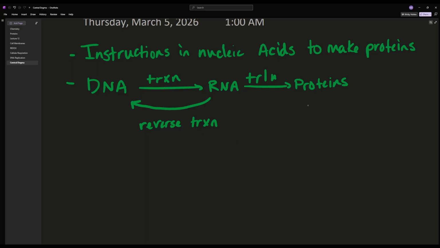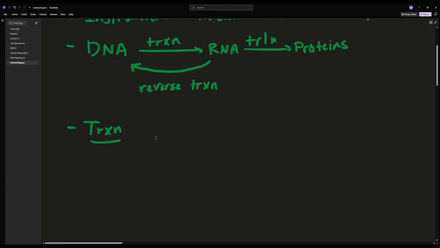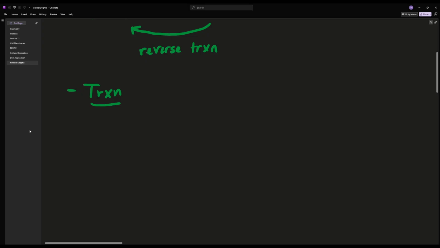So that's our overview. We're going to break this apart into two main sections, transcription and translation. Let's focus on transcription first. Remember, transcription is about going from DNA to RNA. We're going to use the same logic as DNA replication, except this time, like I said, we're going to be using RNA.